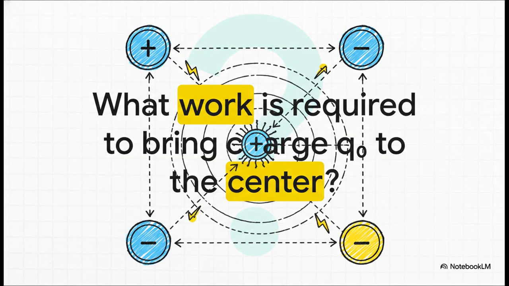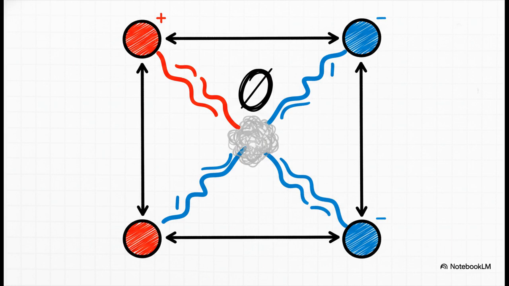Okay, but now for a really cool follow-up question. What if we wanted to place a 5th charge? Let's call it Q0, right in the dead center of that square. How much work would that take? And the answer, amazingly, is zero. None. How is that possible?